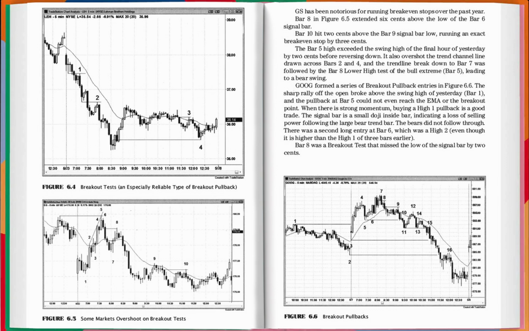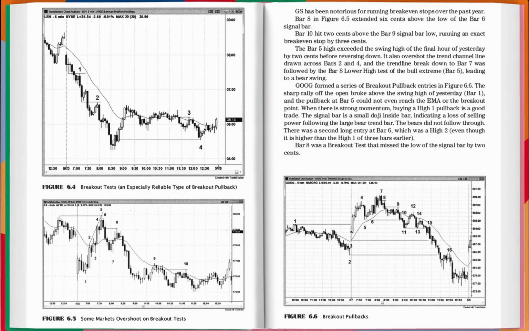GS has been notorious for running break-even stops over the past year. Bar 8 in figure 6.5 extended 6 cents above the low of the bar 6 signal bar. Bar 10 hit 2 cents above the bar 9 signal bar low, running an exact break-even stop by 3 cents.